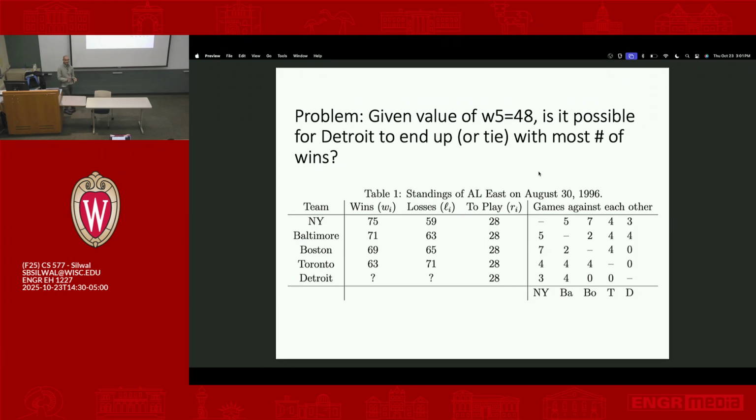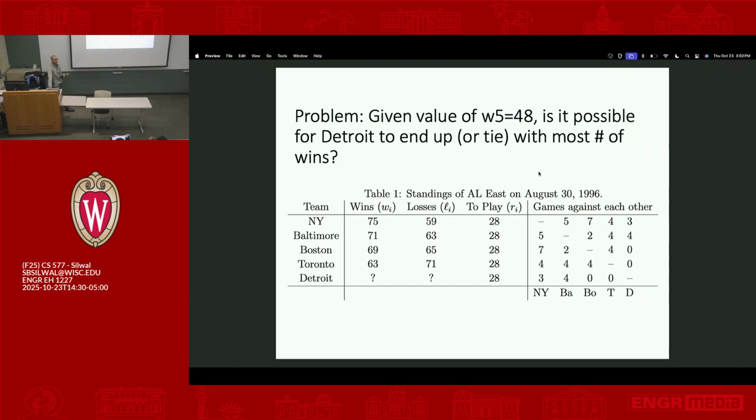So does everyone understand what the problem is? I'm telling you this team has 48 wins at this stage of the game, and the question is, can it ever be first place? Or joint first place, let's say. It's not so easy because, if you follow sports, it's so complicated. This person can win, there's a tiebreaker, whatever. But at least in this simple scenario, where there's no ties and we just care about wins, we can solve this using flow. That's the cool part.